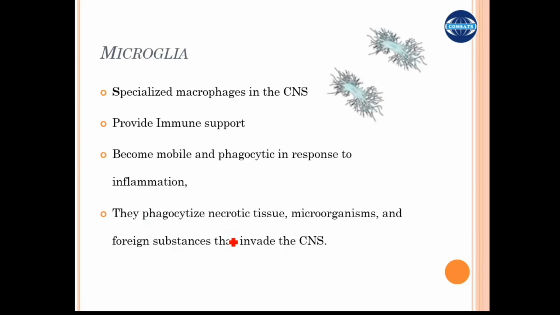The third one is the microglial cells or microglia. They are equivalent to macrophages in the blood. These are the immune cells present within the brain, and they fight any foreign pathogenic organisms that enter the brain and help in fighting against inflammation.